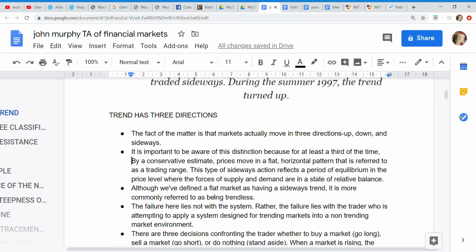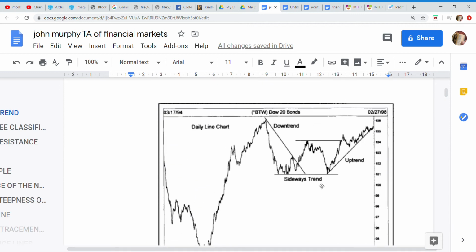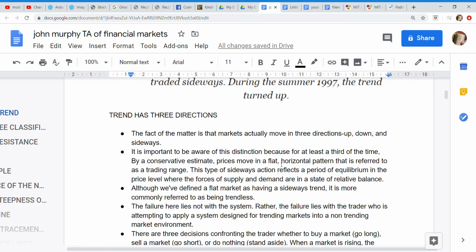Although we have defined a flat market as having a sideways trend, it is more commonly referred to as being trendless. So we are defining this as a sideways trend, but it is most commonly referred to as being trendless. Sideways trend is not generally considered a trend. Uptrend and downtrend are generally considered trends.